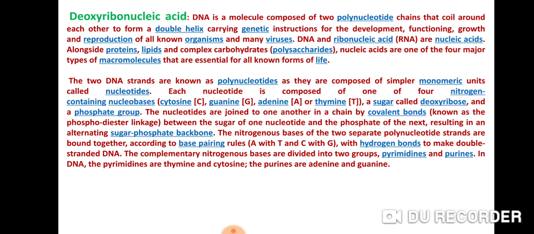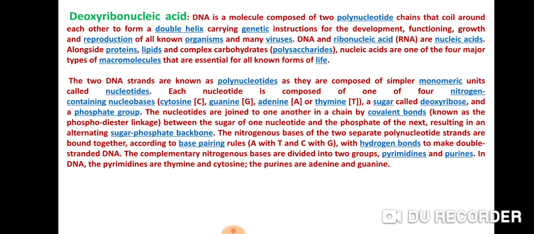The two DNA strands are known as polynucleotides as they are composed of simpler monomeric units called nucleotides. Each nucleotide is composed of one of four nitrogen containing nucleobases: cytosine, denoted by capital C, guanine, denoted by capital G, adenine, A, or thymine, T, a sugar called deoxyribose, and a phosphate group.